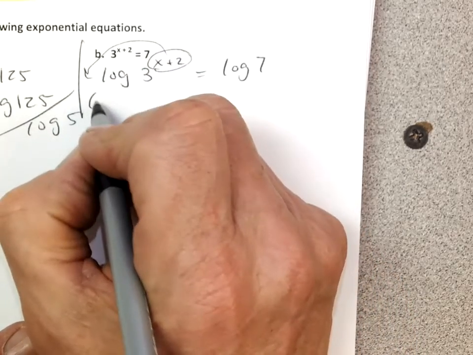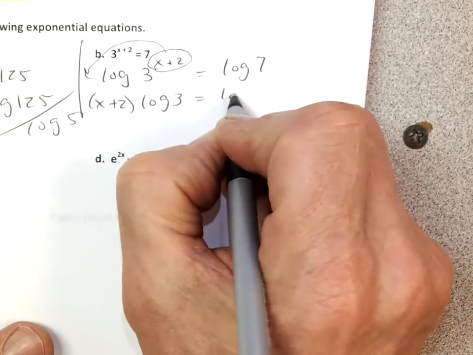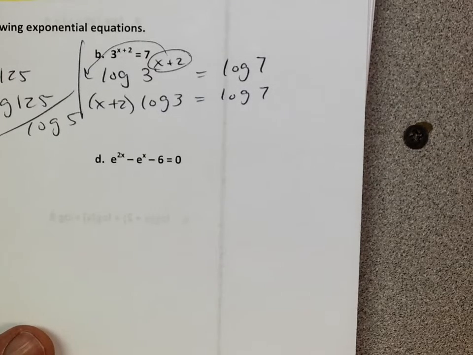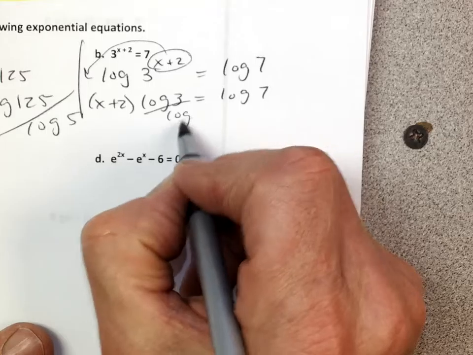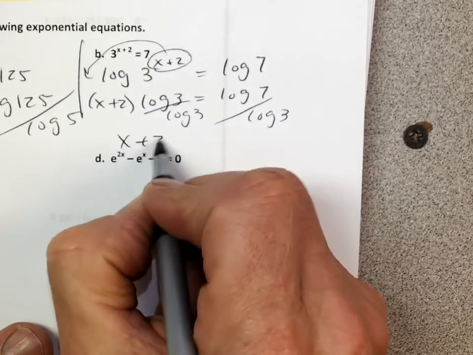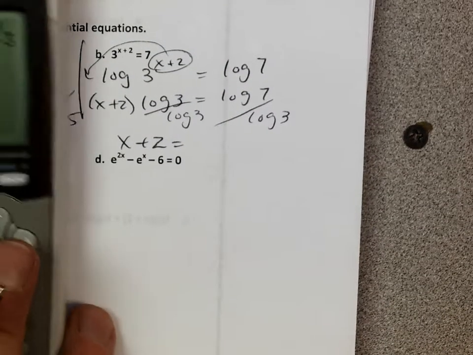So I got in parentheses x plus 2 times log of 3 equals log of 7, right? Log of 3 is just a number in your calculator, so I'm going to divide by log 3, divide by log 3, and I've got x plus 2 equals whatever this is. And I just use my calculator to figure out what that is.